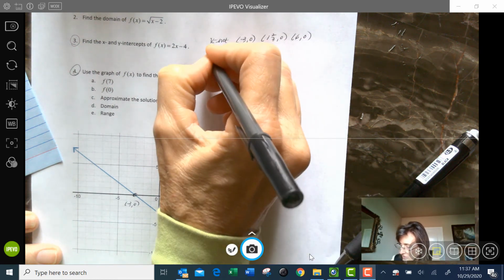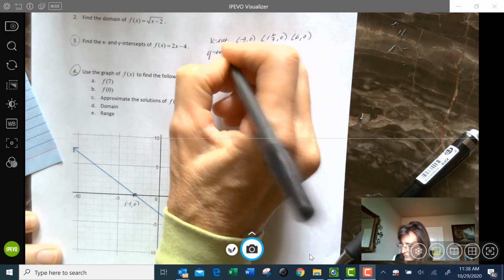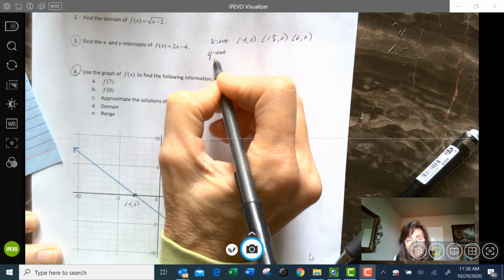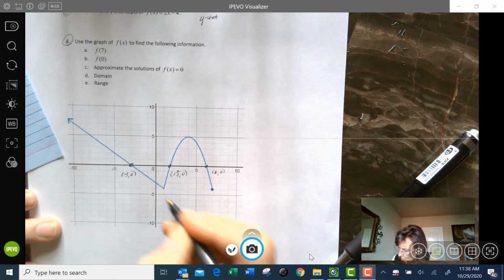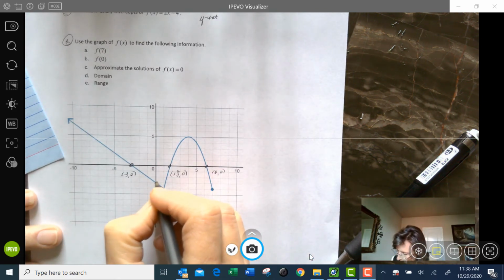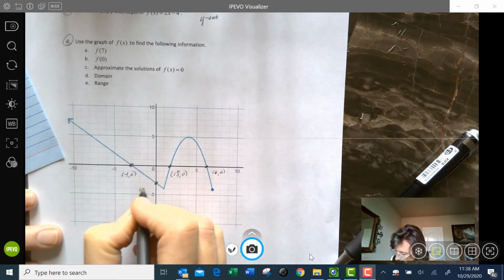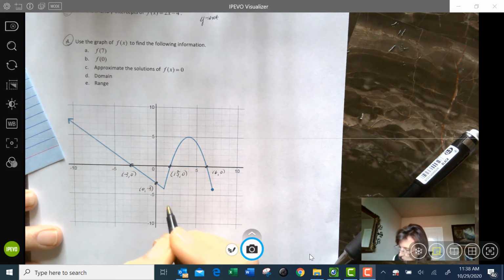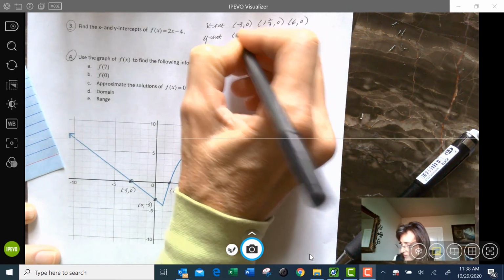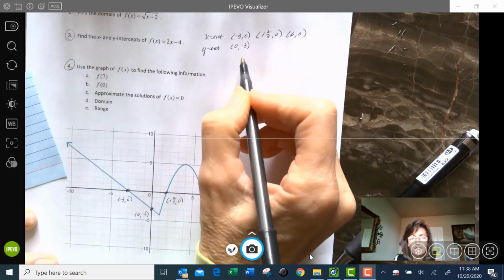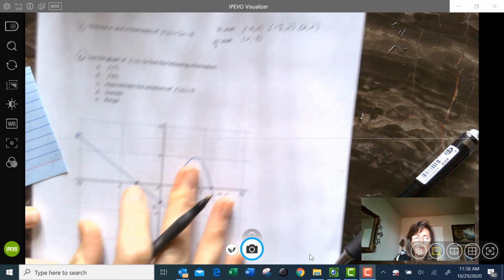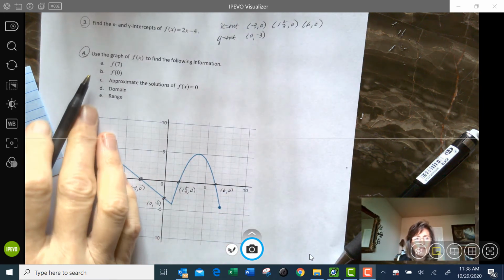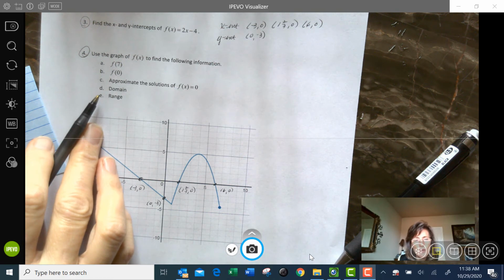So then it also asks me for the y-intercept. The y-intercept is where the graph crosses the y-axis. Well, it crosses the y-axis here at the point 0, negative 3. So we have one y-intercept, 0, negative 3. So the y-intercept occurs when the x value is 0. Now it continues to use the graph, and it wants me to answer these questions.